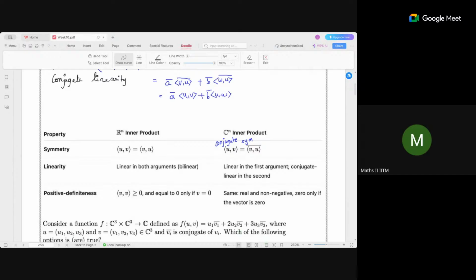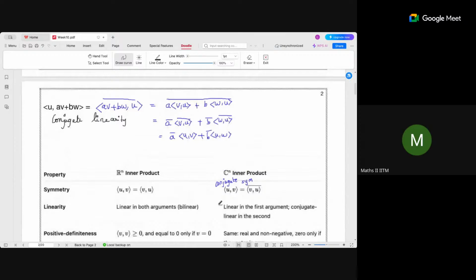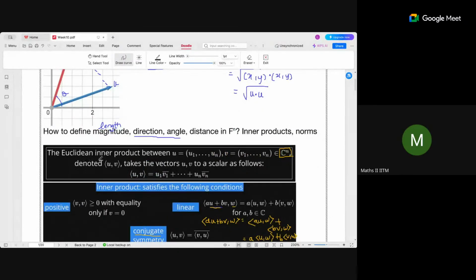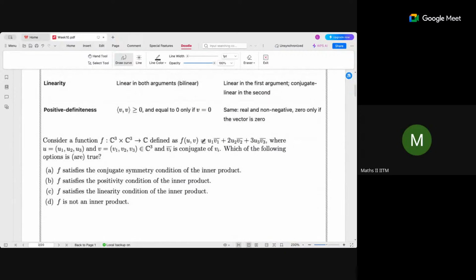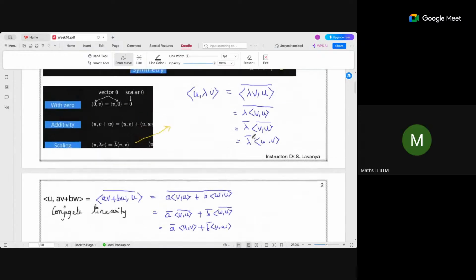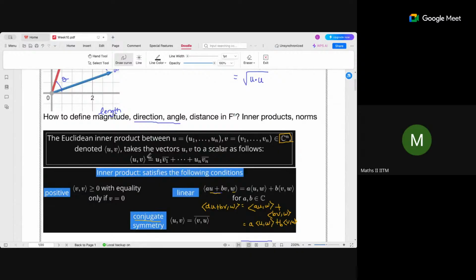Okay, so what is an inner product we have seen? This is an example of a specific inner product which we call the Euclidean inner product. Suppose your function f of u comma v is defined like this. First of all, note that you are taking two elements, u from Cn and v also from Cn. So you are taking an element from Cn cross Cn and mapping it to an element in C. So this is a function from Cn cross Cn to C.